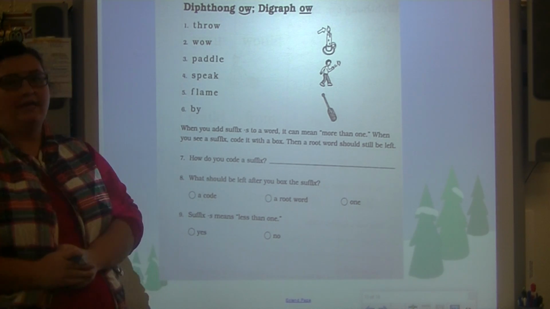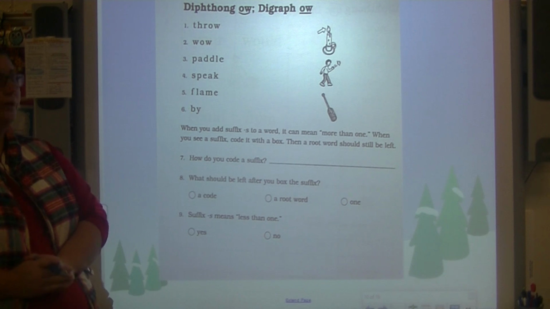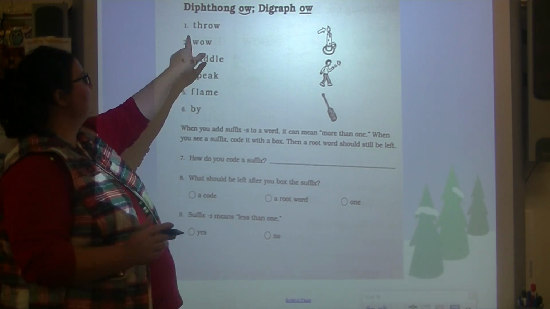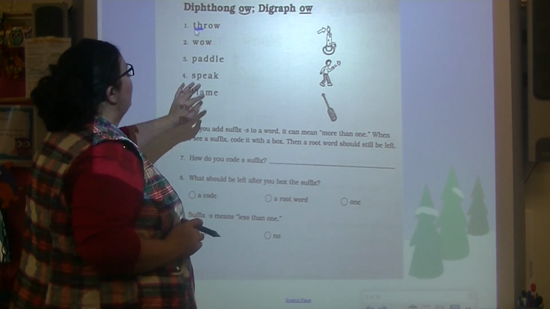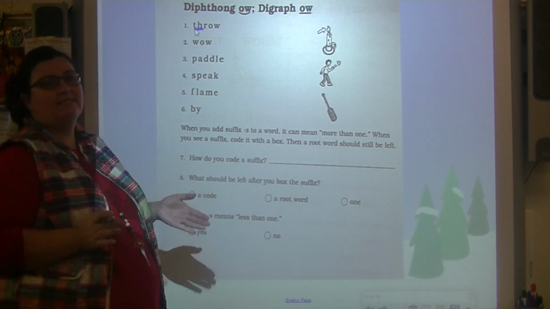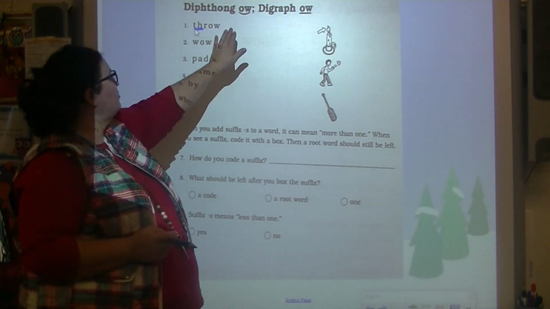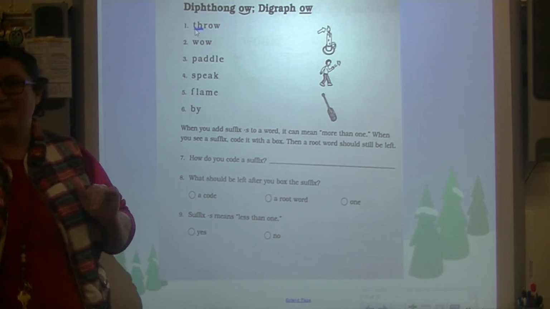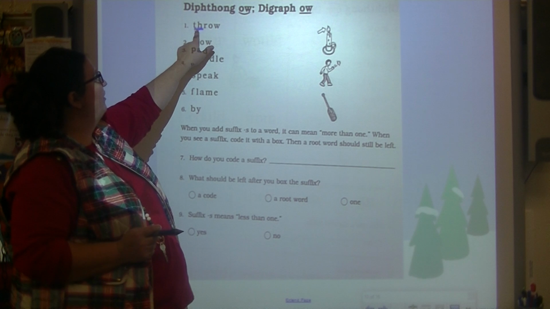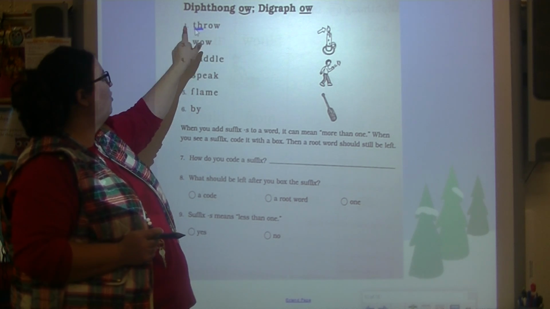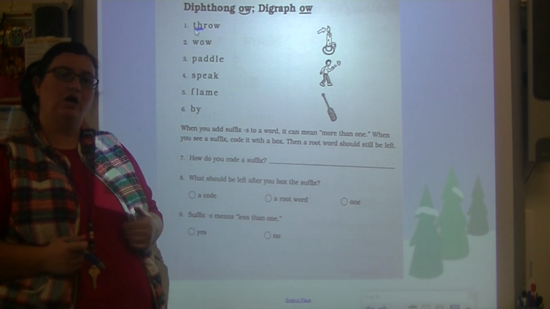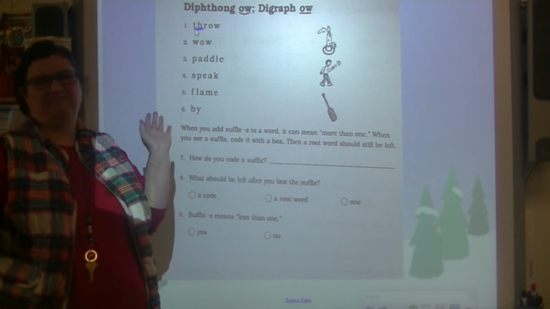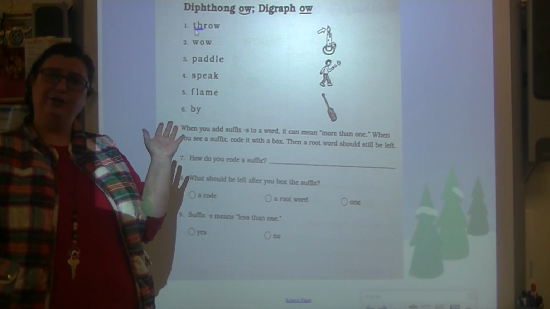Number 1, what can we code? All right, we've got TH. Then we have OW. We're not for sure what sound yet. So let's start with the diphthong sound and see if it makes sense. Ow, throw. Thumbs up or down, is that a word? I don't know a word called throw, do you?